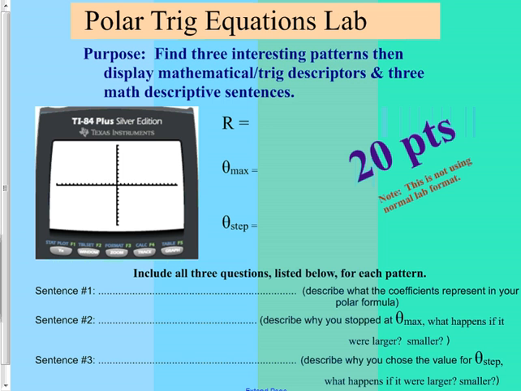Sentence 1, and I'm okay with abbreviations on this: what are the coefficients? Okay. Number 2, describe why you stopped at the theta max that you did. In other words, it would only look like this if I did a theta max of 2, whatever. Sentence 3, describe why you chose the theta step. Okay, so you take your graphs and you're telling us basically why you used that theta max and why you used that theta step, and basically what was different about the graph when it only had more steps or less steps, or what was different about it when it had a bigger theta max.